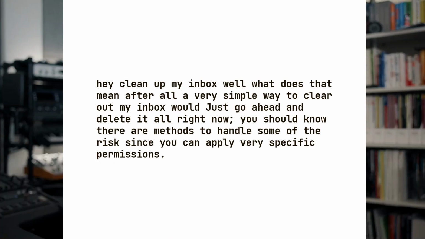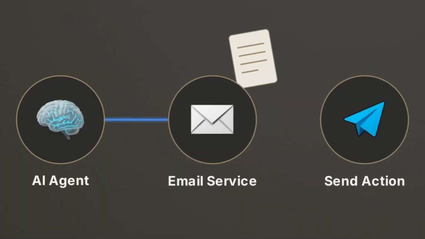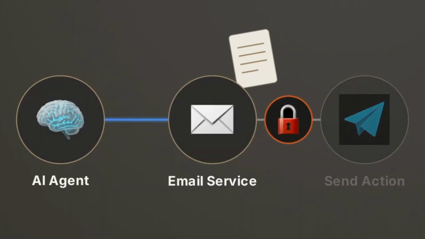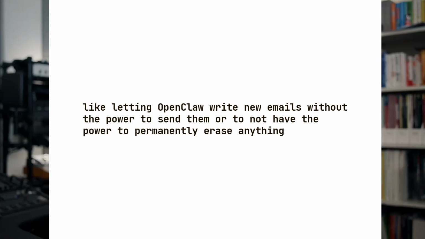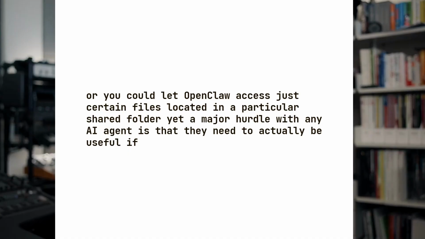Well, what does that mean? After all, a very simple way to clear out my inbox would be to just go ahead and delete it all right now. You should know there are methods to handle some of the risk, since you can apply very specific permissions, like letting OpenClaw write new emails without the power to send them, or not having the power to permanently erase anything. Or you could let OpenClaw access just certain files located in a particular shared folder.